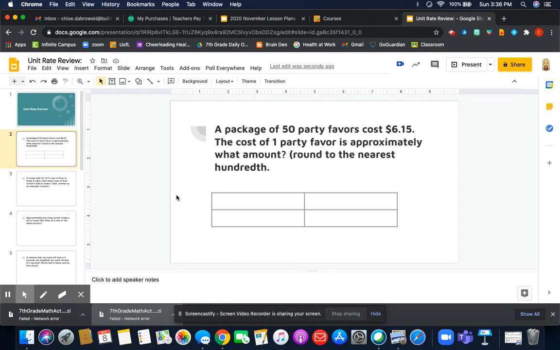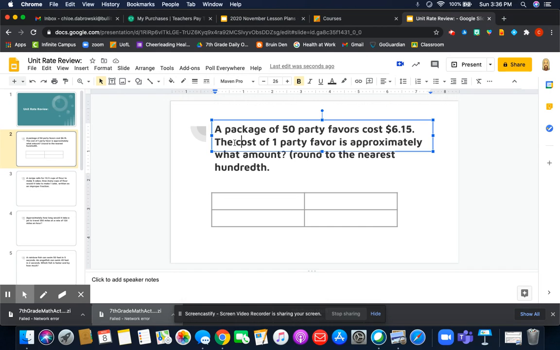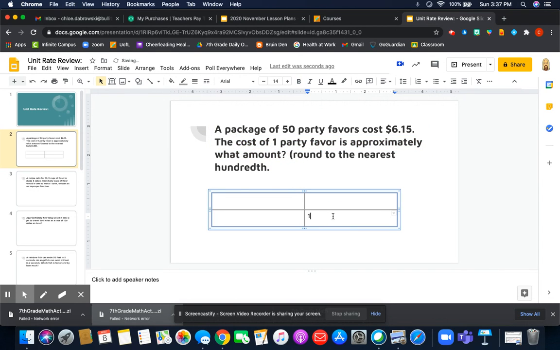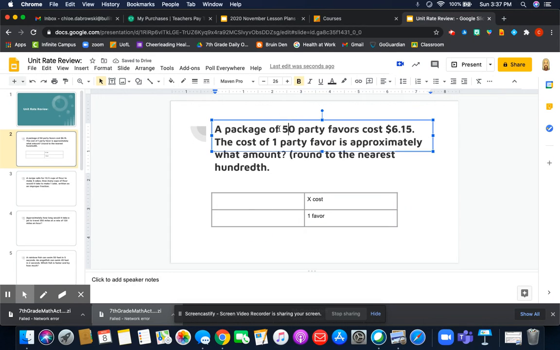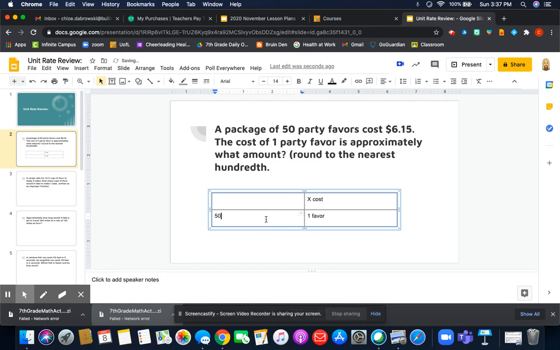So if we have this package of party favors costing us $6.15, the cost of one party favor is going to be one amount. So again, we always look for that question, what are they asking us? I want to know if I have one favor. I do not know the cost, so that's our unknown. We go back to the top, look at our rate, what matches that. We know we went from 50 favors down to 1. And I also know I started with $6.15.